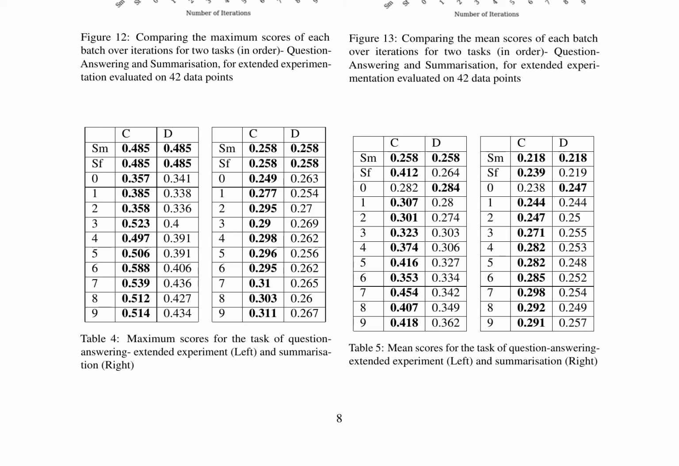The results show an improvement in the ROUGE-L F1 score and mean scores over iterations for both question answering and summarization tasks. Figures 12, 13, and 14, along with tables 4, 5, and 6, provide visualizations and detailed scores for each iteration. The paper highlights the effectiveness of the proposed methods in optimizing prompts, leading to better performance in LLMs.